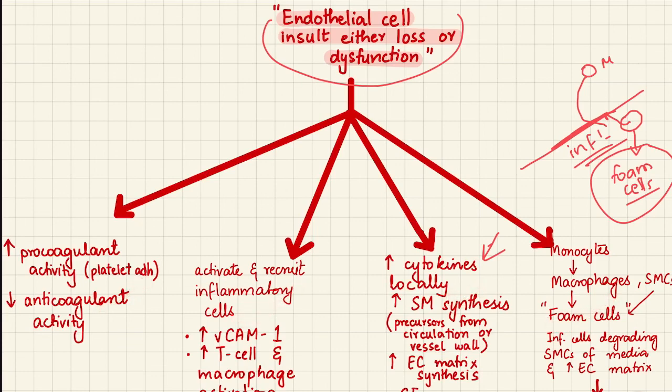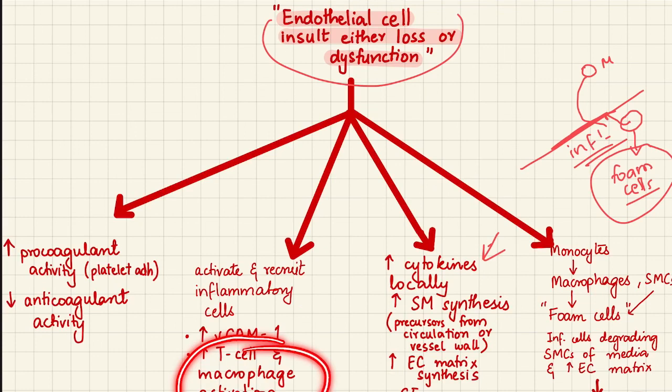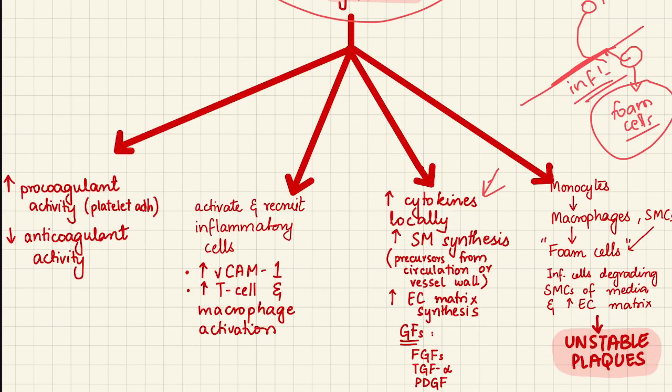I've only separated them for the sake of understanding, and all of these processes are going to be occurring simultaneously. So we're going to have increased smooth muscle synthesis, increased extracellular matrix synthesis, increased T cell and macrophage activation, increased procoagulant activity, and what will happen is that also, since these are inflammatory cells, they will start degrading the smooth muscles of the media, and the extracellular matrix will also be degraded. So since the inflammatory cells are going into the vessel wall, they are going to get hyperexcited and eat away everything they encounter. So we're going to have unstable plaques.